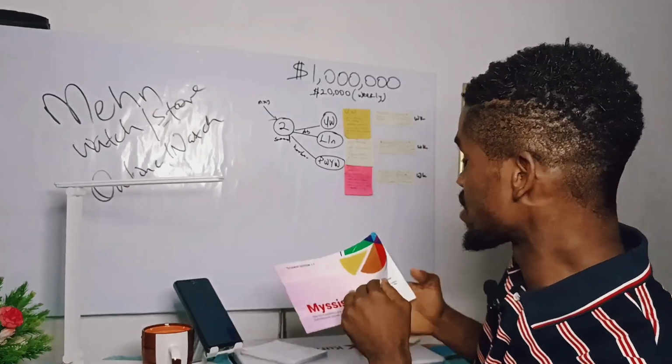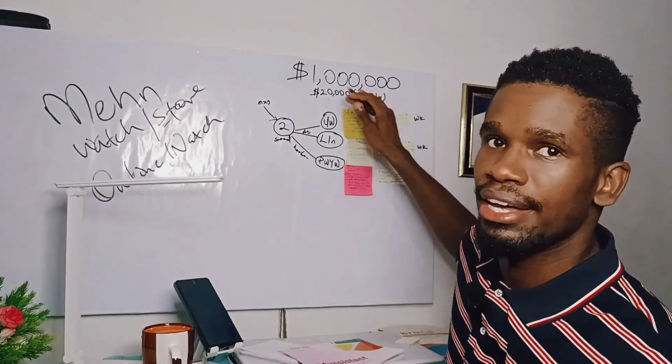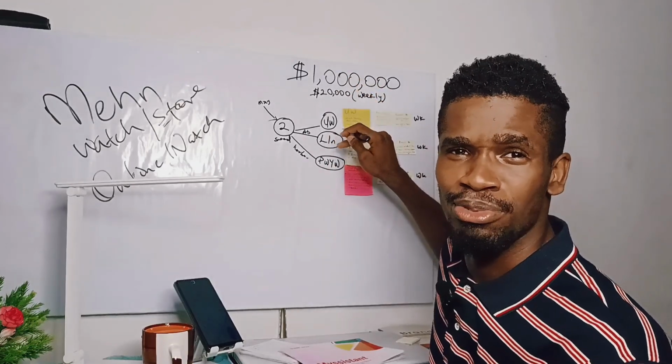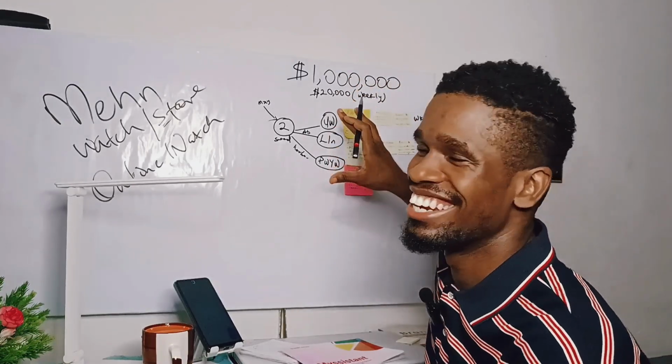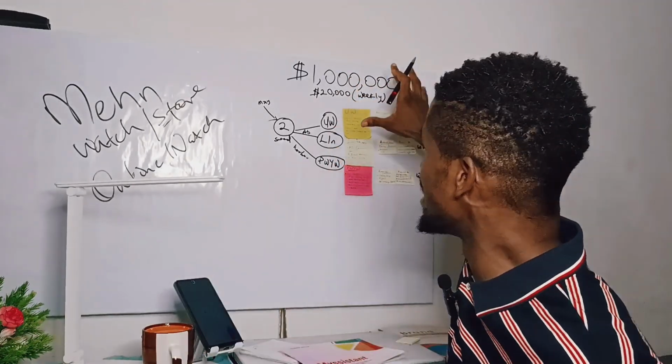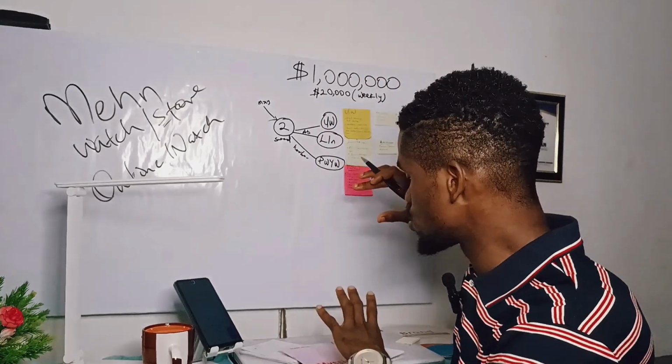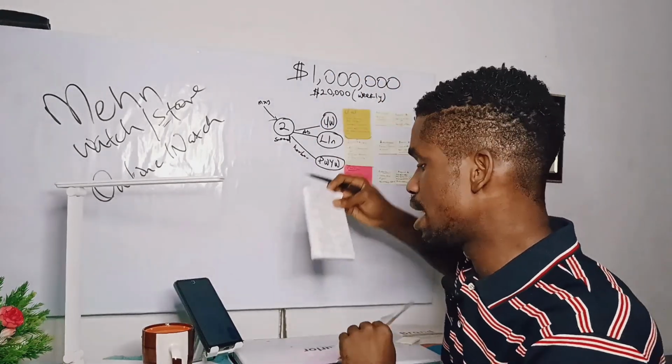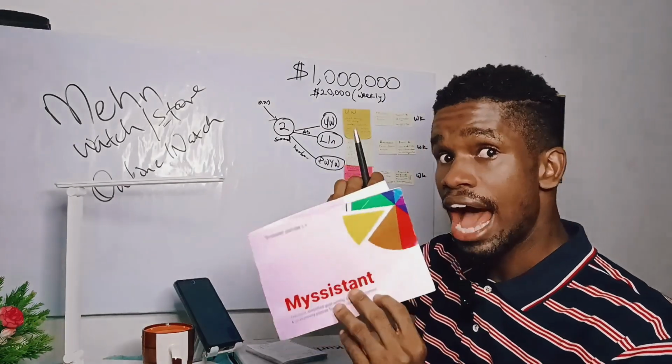Now let's jump right in. As you can see here, I have my board. What do they call this? Mood board? I don't know. I have this board that I use to visualize my life, and I have these activities laid out. I also have my daughter here, and I have my assistant.